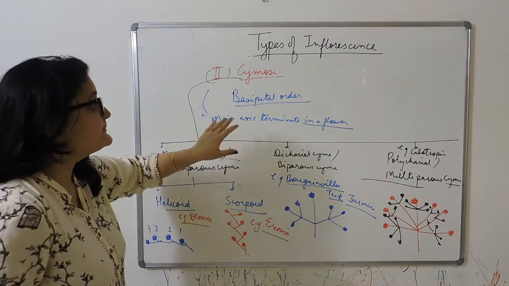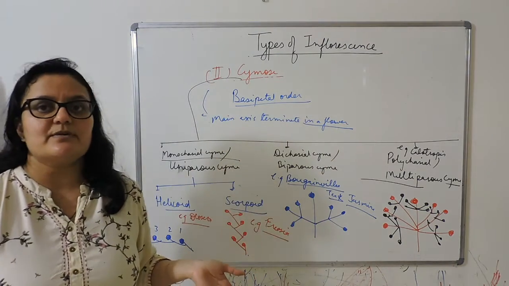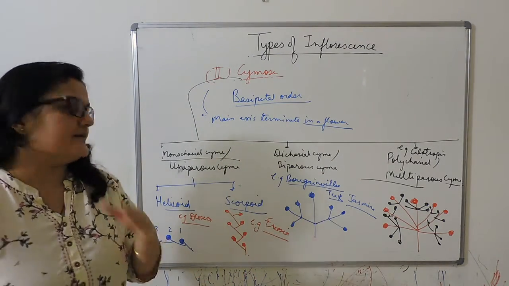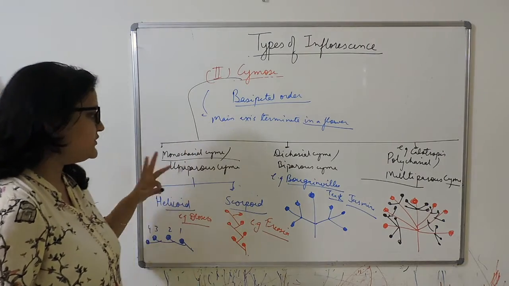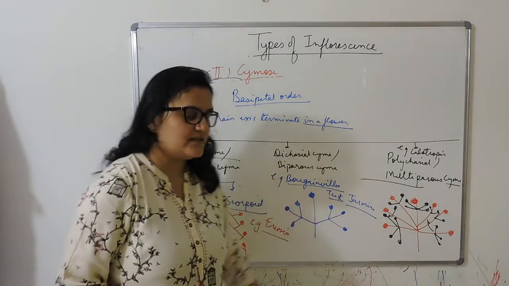So this is the cymose, the second type of inflorescence, in which the flowers are arranged in the basipetal order because the main axis directly terminates into a flower and then the branches form laterally. On that basis, it is divided into three types: monochasial, dichasial and polychasial.